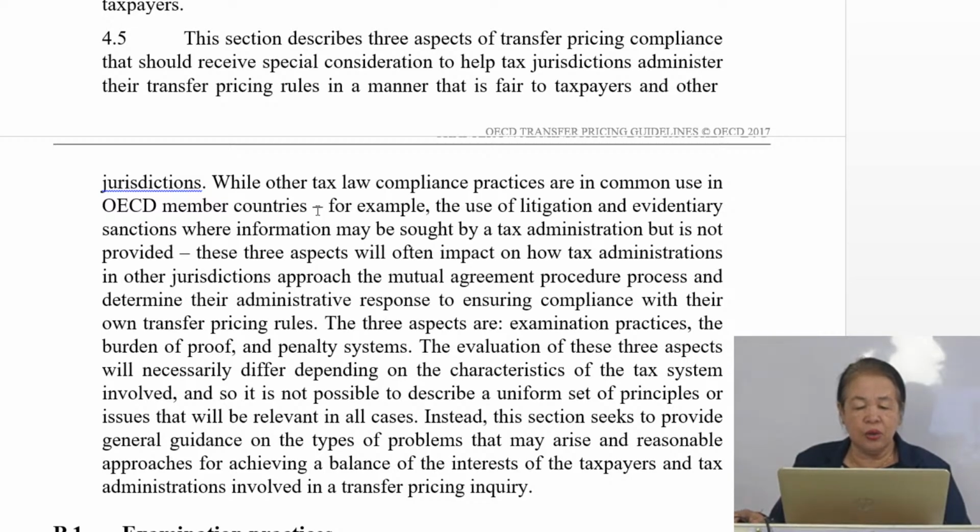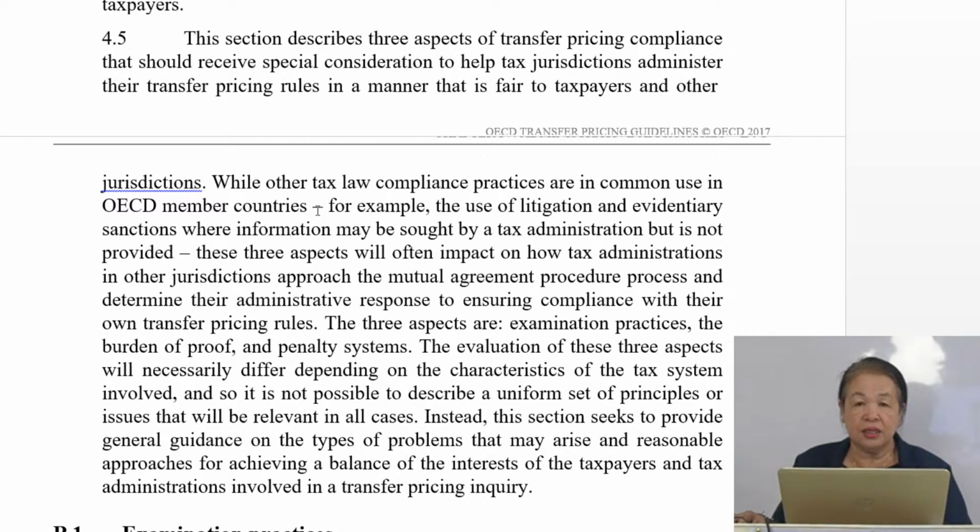So, while other tax law compliance practices are in common use in OECD member countries, for example, the use of litigation and evidentiary sanctions where information may be sought by a tax administration but is not provided, these three aspects will often impact on how tax administrations and other jurisdictions approach the mutual agreement procedure process and determine their administrative response to ensuring compliance with their own transfer pricing rules. No? So there are many countries now who have a very good transfer pricing law. The three aspects are examination practices.